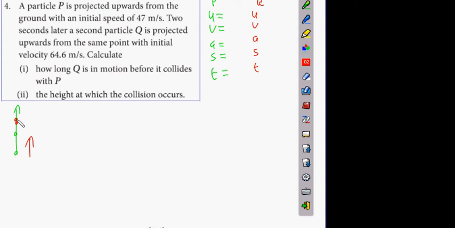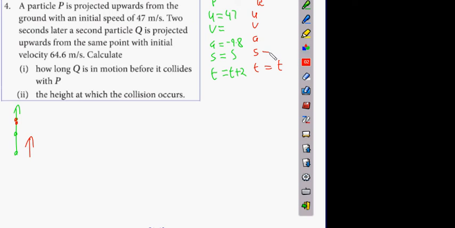So U is what, guys? What are we going to put U as? 47, A is minus 9.8. S is still S. T is T plus 2. Why are you calling that T plus 2? It's 2 seconds longer than the other one. An alternate system would be T and T minus 2, which would give you the same result. It's in the air 2 seconds longer, so it's T plus 2.